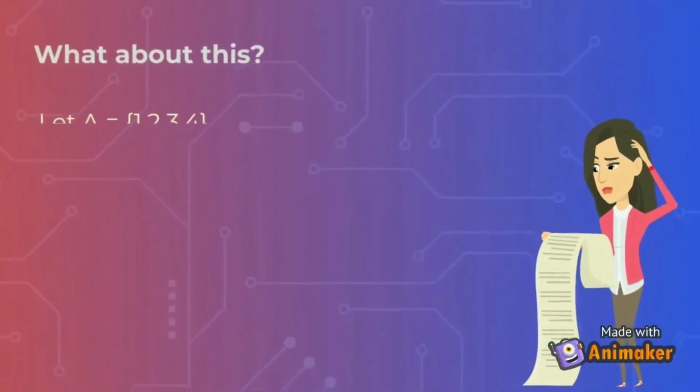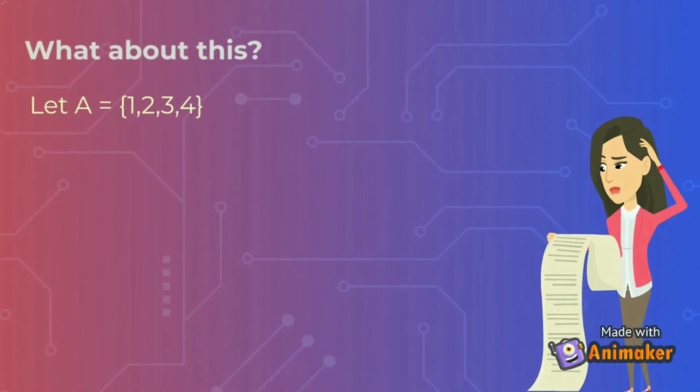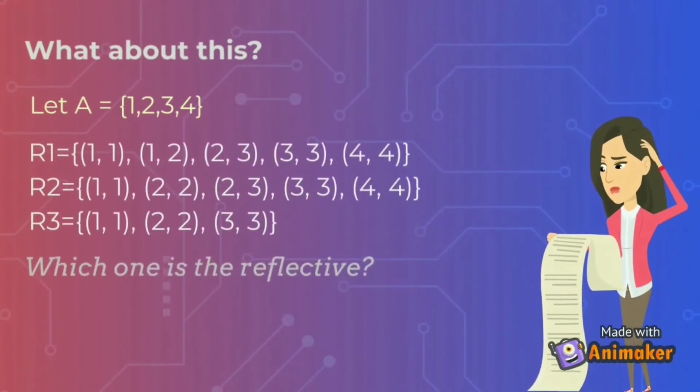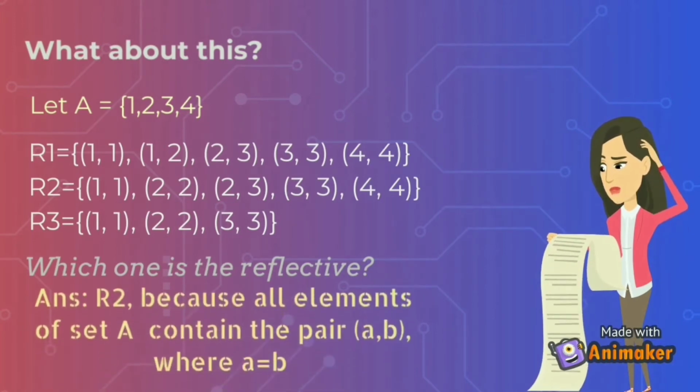So then what about this? Let's say that we still have the set A, which is {1, 2, 3, 4}, and between these three relations, which one is reflexive? We have to find which one amongst these three has all of the elements that are reflected, meaning the relation that has all of (1,1), (2,2), (3,3), and also (4,4). The answer is R2 because it has all the pairs. Even though it has (2,3), the relation is still considered reflexive because it already satisfies the condition.